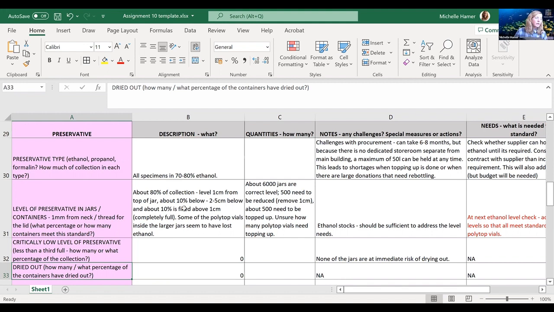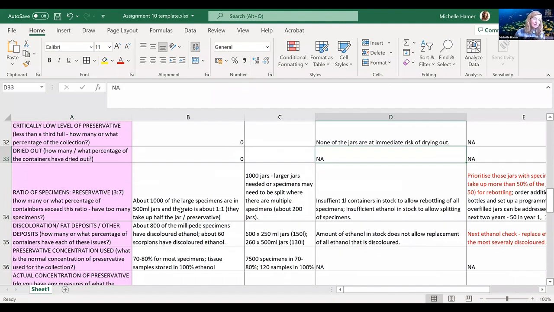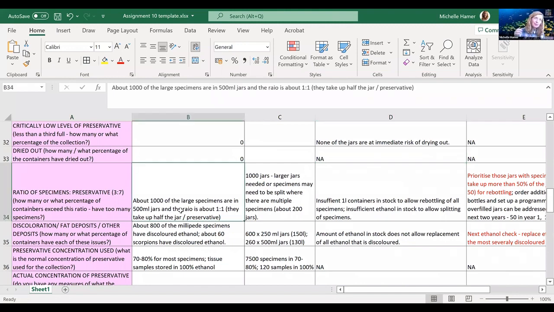Okay, then quite an important one that we often neglect is about how many specimens, what is the proportion of specimens to jar size. So you often see, and I often get material where the bottle is just crammed full of specimens, almost to the very top, and there's only a little bit of preservative fluid and lots of animal. So the standard is 3 to 7, a ratio of 3 to 7.